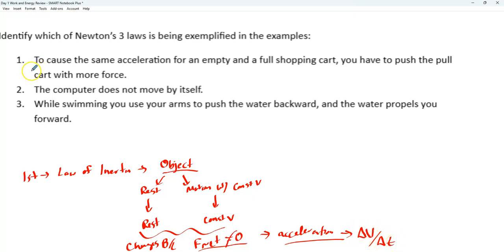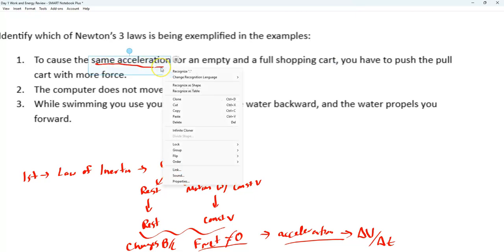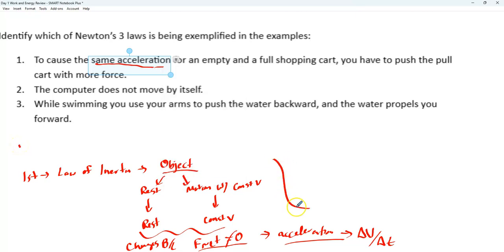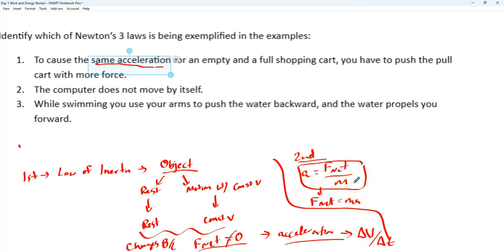Okay, so coming back to these examples, I'm going to underline the things that I think are important in helping you identify what law is which for each of these examples. So it says to cause the same acceleration for an, oh sorry, I skipped ahead. That was the first law. Second law is the simple one, which describes the acceleration is proportional to the net force, and inversely proportional to the mass. So another way to write this is F net equals ma. But I like this one better because it really is what's happening. So you can change the force, you can change your mass, and based on those, you get a change in your acceleration.